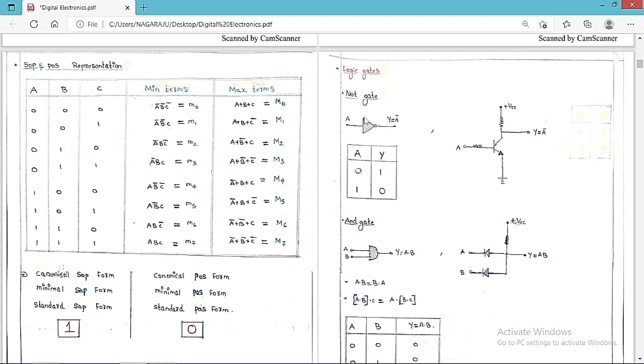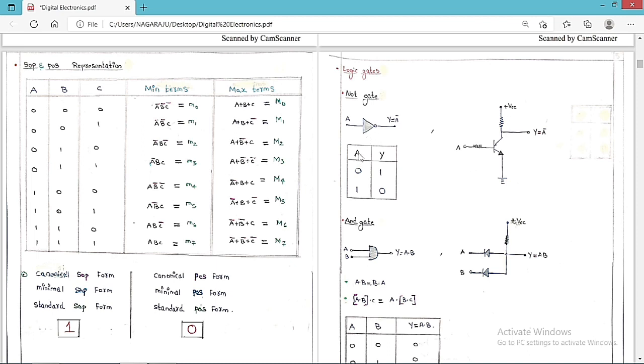NOT gate means basically we are going to get a symbol like this, which is the symbol of a NOT gate. If the input is A, then the output is equal to the complement of the input, which is Y is equal to A bar. If the input is A, the output is always equal to A bar. So this is the symbol of a NOT gate.